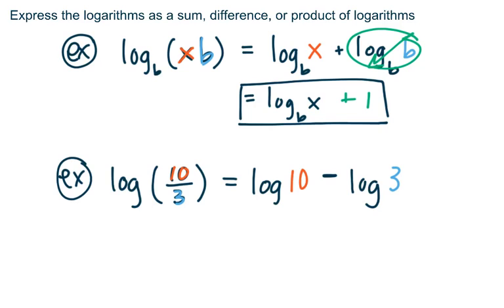All right, so we've applied our quotient property, and we do know that this is a common log. There's no base written, so it's a common log. We assume base 10, and log base 10 of 10 simplifies to 1. So this ends up simplifying to 1 minus the log of 3.